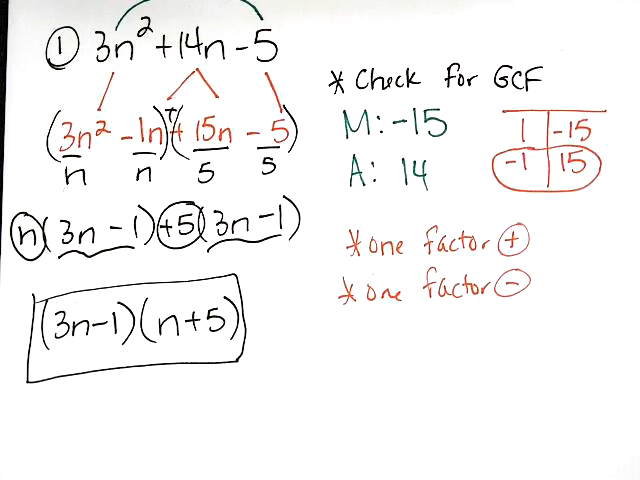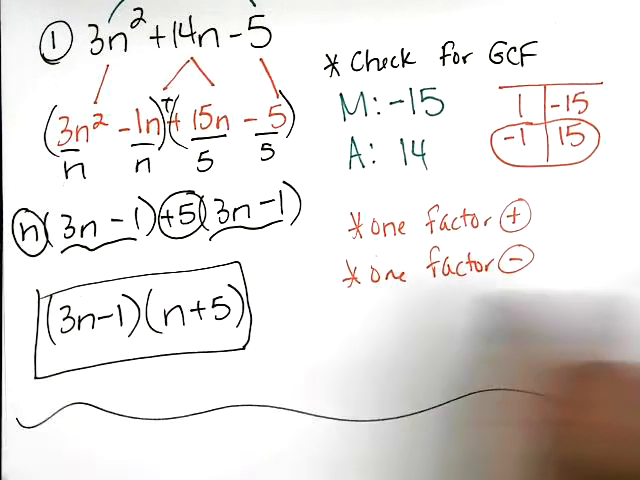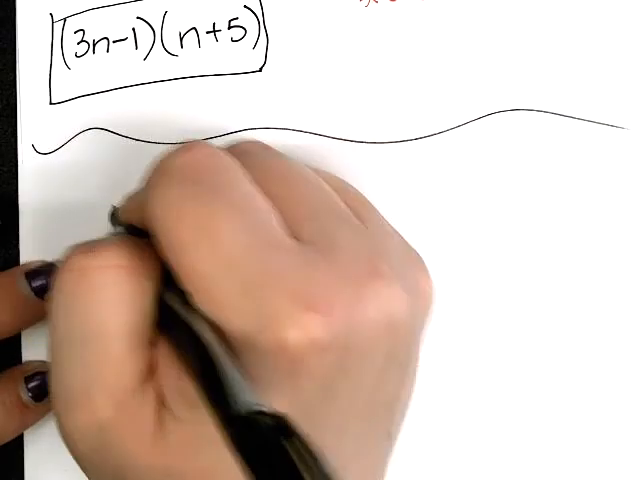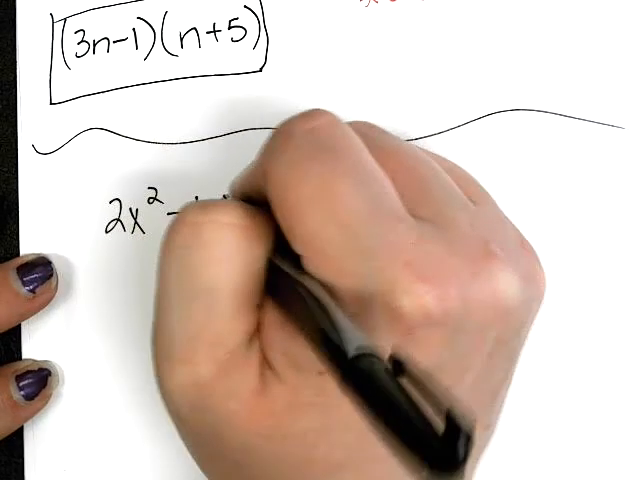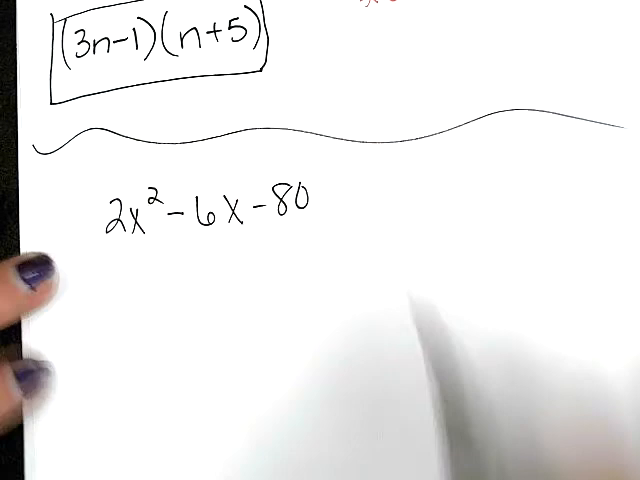Okay, so we are going to look at another example. Let's do number 16 on page 16. This one I'm going to change to x's. So 2x squared minus 6x minus 80.